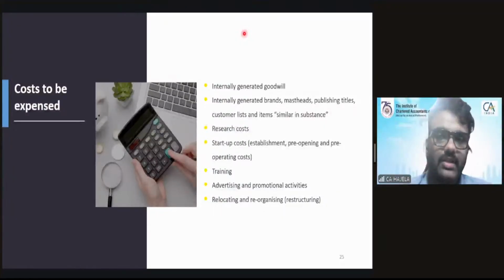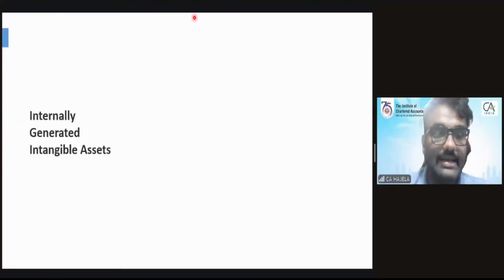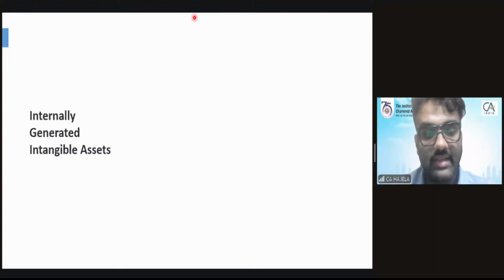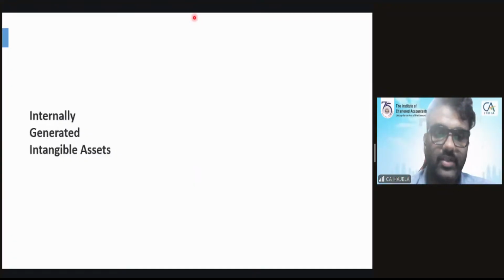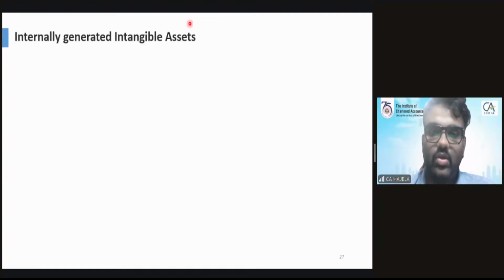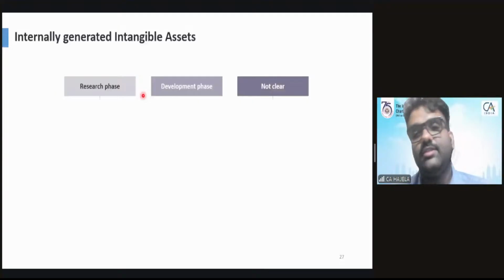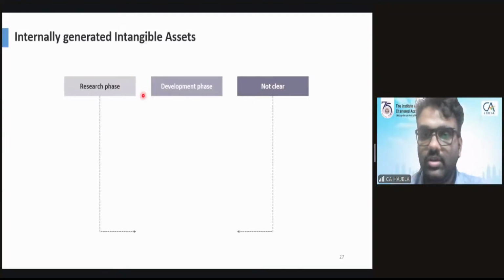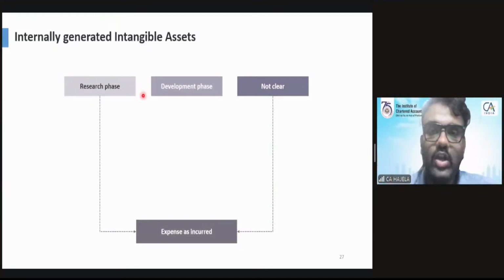Now comes the topic that I believe most of you have been waiting for: internally generated intangible assets. All right. Now, internally generated intangible assets include research. There are two aspects to this. One is a research phase, another one is a development phase. And the third is if it is not clear whether it is a research phase or a development phase. If you are not sure of being in a development phase, then you better expense it off.